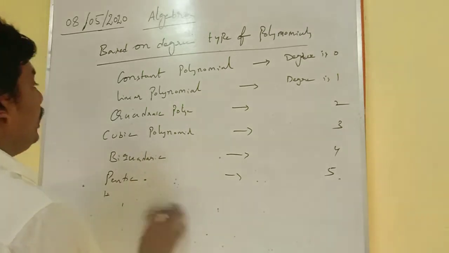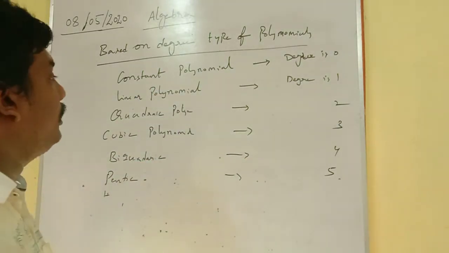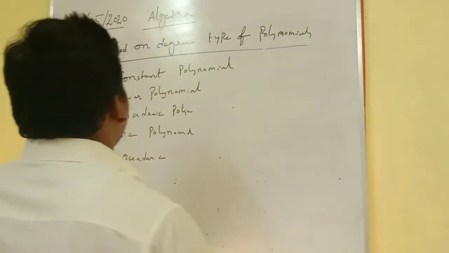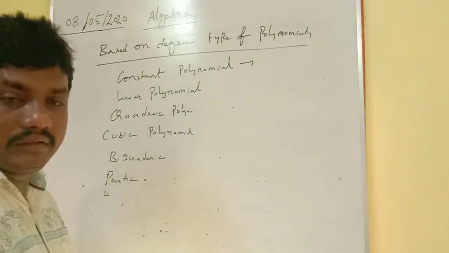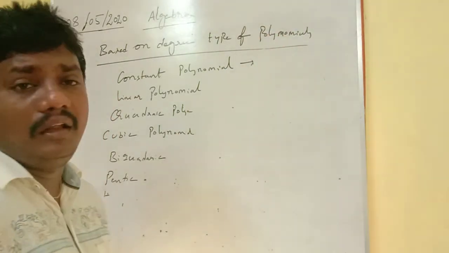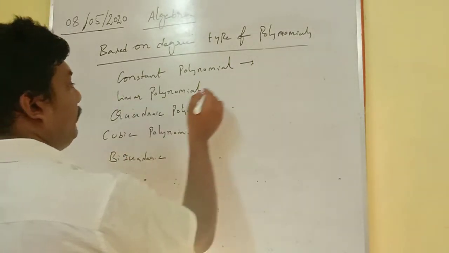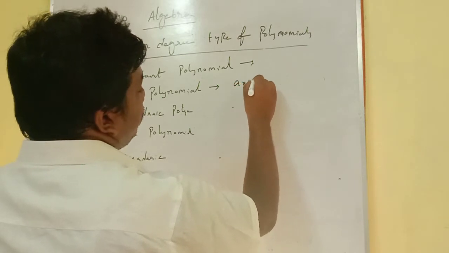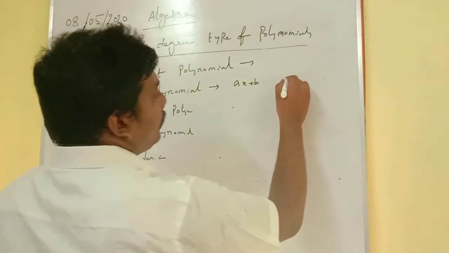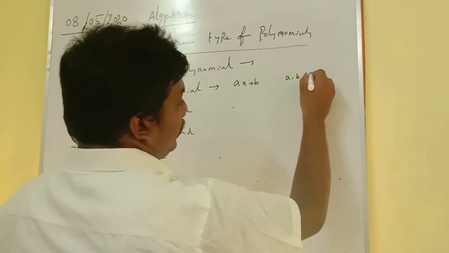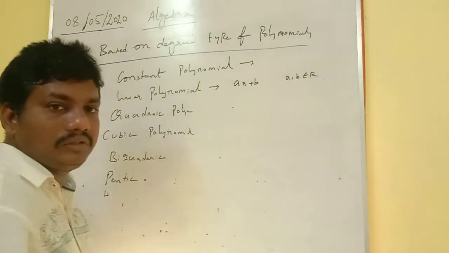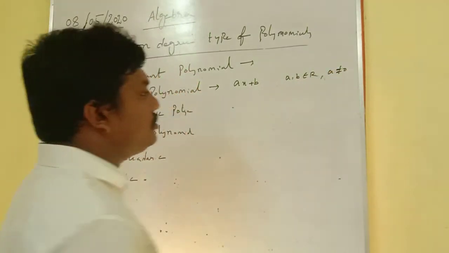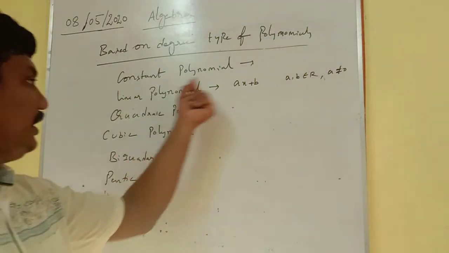Now, what are the general forms of the linear polynomial, constant polynomial, everything we have to learn. General forms. A constant polynomial is only a constant, so there is no need for a general form. You can take any number as a constant. Next, the linear polynomial. What is the linear polynomial? ax plus b, where a, b belong to real numbers and a is not equal to 0. That is called a linear polynomial.